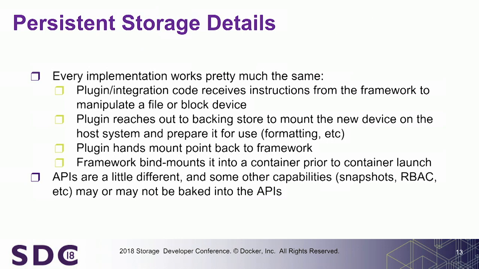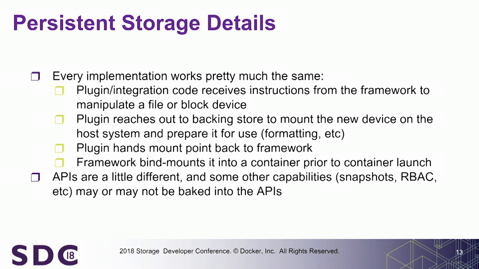As far as how to integrate, every integration works basically the same way. You have a plugin or integration code, depending on how you're integrating into the major storage frameworks, and your plugin will listen for commands from the container orchestrator or just a basic container engine. Typically, it's an API listener. The command comes to your plugin. Your plugin translates that API call to your backing storage system's API call. You stand up whatever type of storage you're mounting on the local system. If it's block storage, you carve off a block from your backing store, make sure it's plugged into the OS on the container host, formatted, mounted, and available to the container system. And then you report back to the container system what mount point you've used.